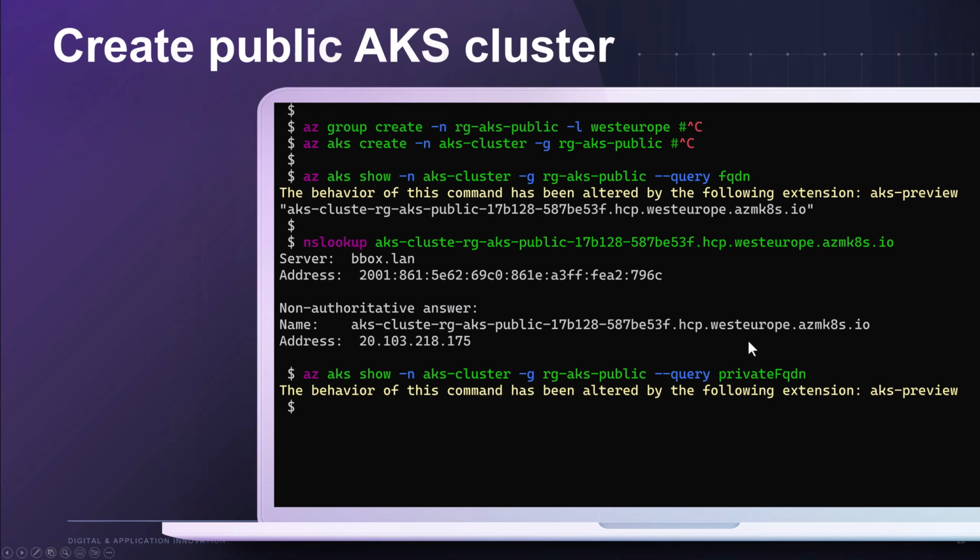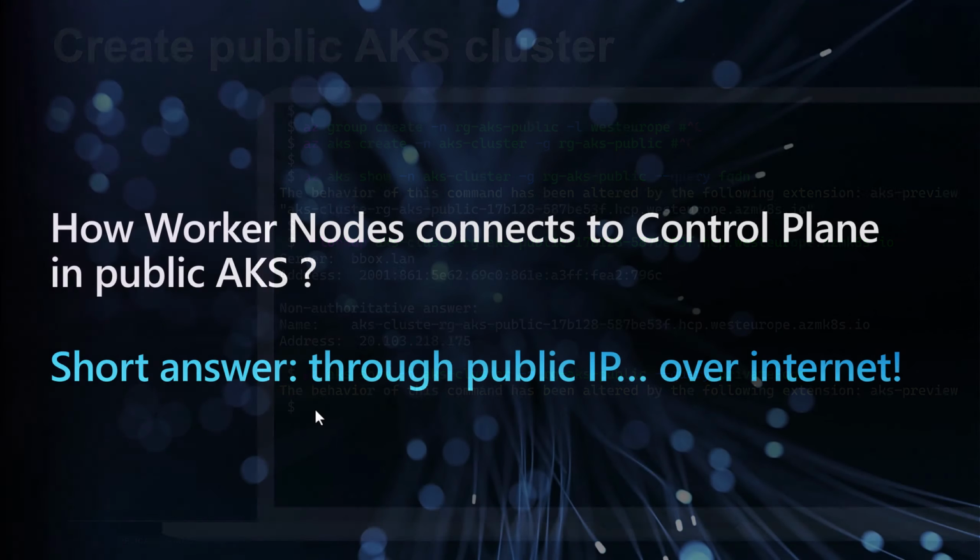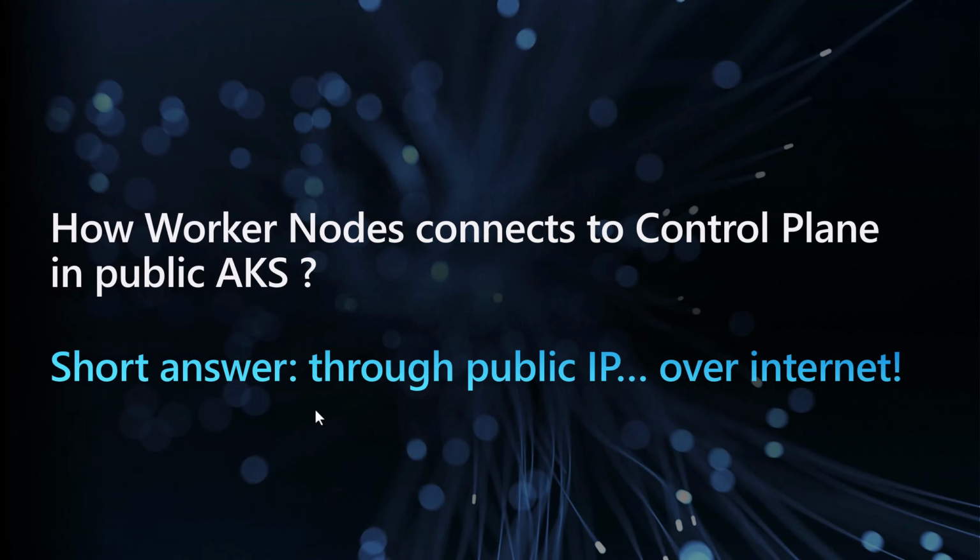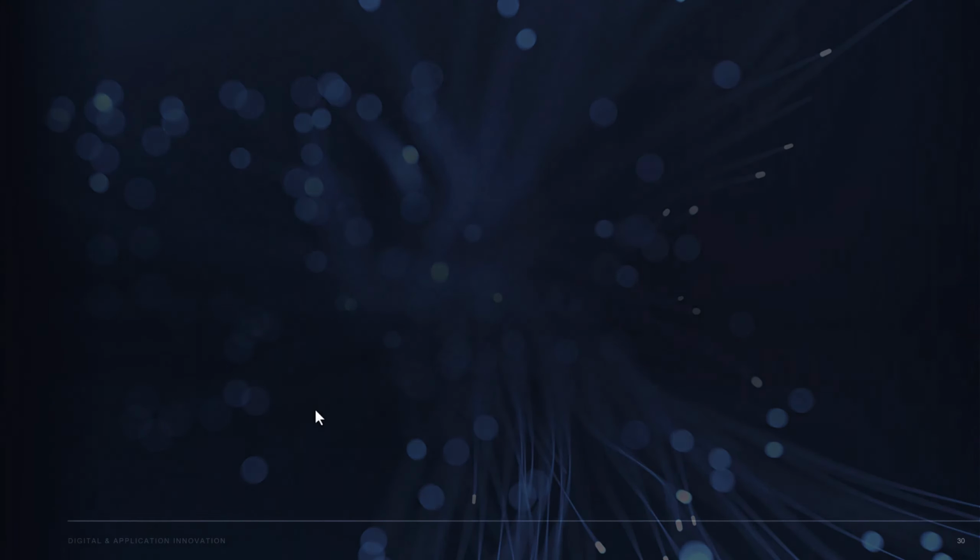A Kubernetes cluster actually has two attributes: FQDN for the public FQDN and private FQDN. For a public cluster, we don't have a private FQDN because it's public, so that makes sense. Now, how do the worker nodes connect to the control plane in the public AKS? We have already answered this question. Those worker nodes will go through the public IP address. It means it will travel through the internet.